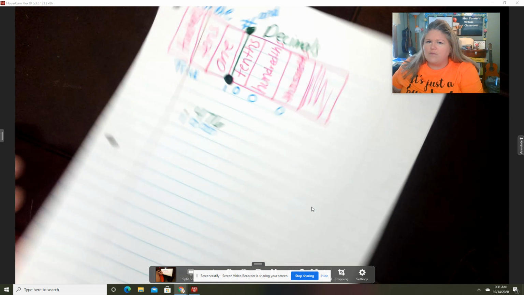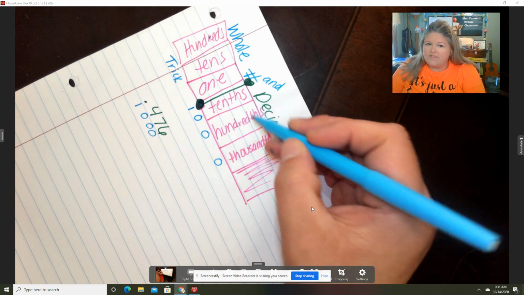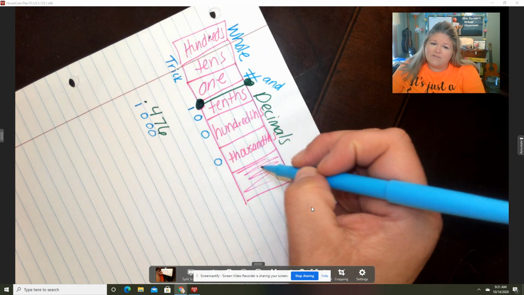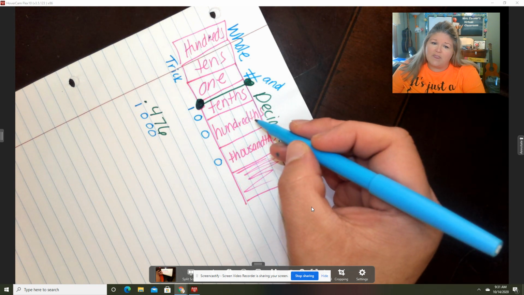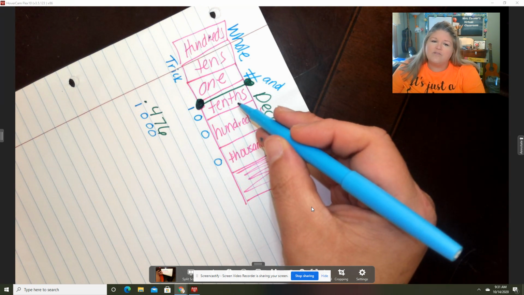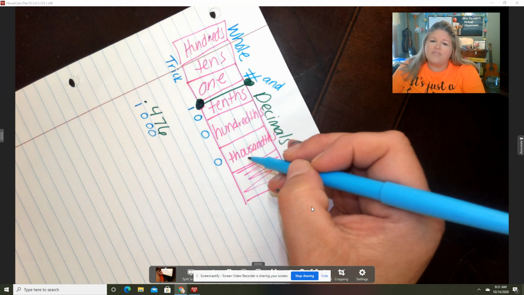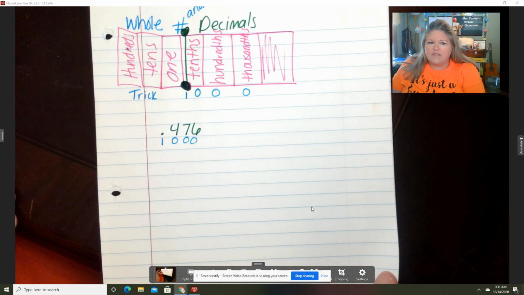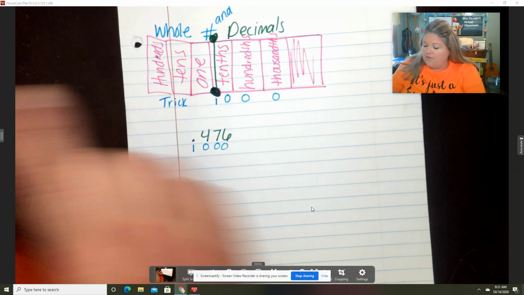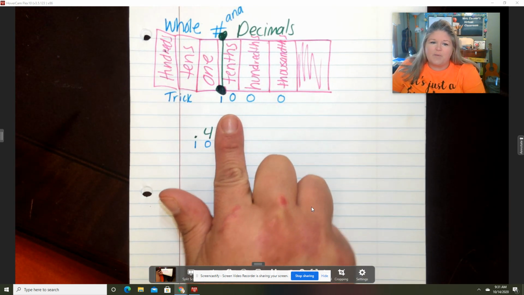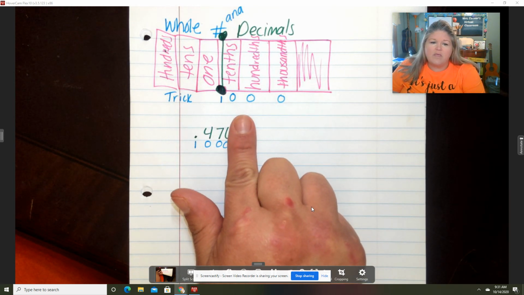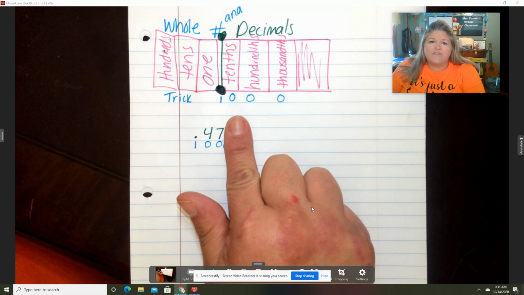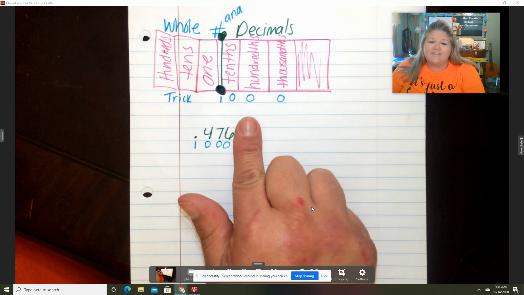So also, if you notice with the decimals, anything after the decimal, you have a TH added on. Okay, TH. So tenths, hundredths, thousandths. All right. So that is how we know that it's a decimal. We would say that the 4 is in the tenths spot. Okay. The 7 is in the hundredths spot. And the 6 is in the thousandths spot.